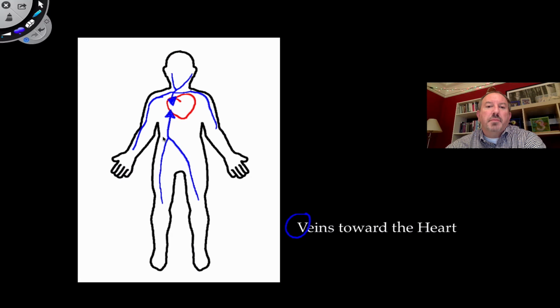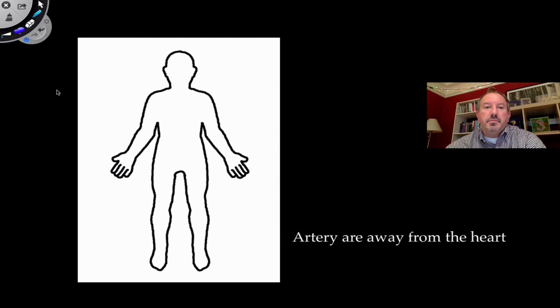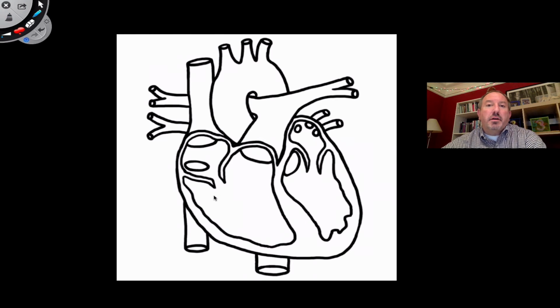Now, what's interesting about this is that arteries take blood away from the heart. And so A for away from the heart, a good way to remember that. And so again, here's your heart right here. And so when the heart is pumping blood, let's say through the rest of the body, it comes out and it's being pumped in the form of an artery. So when it's going away from the heart, it's in an artery. Okay? Now, the heart pumps in what's known as double circulation.